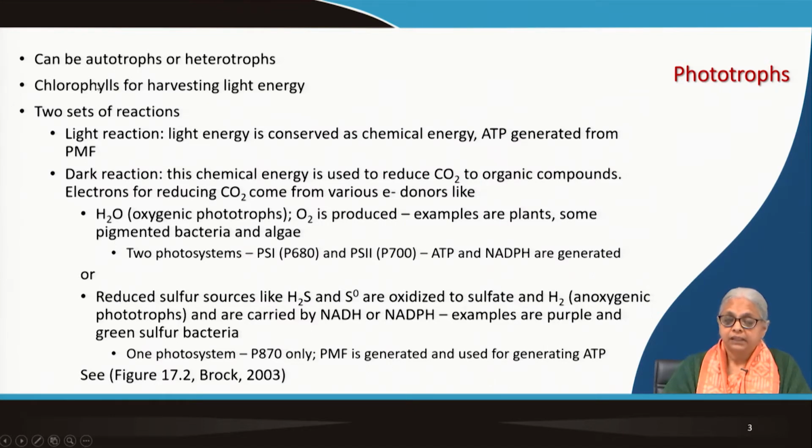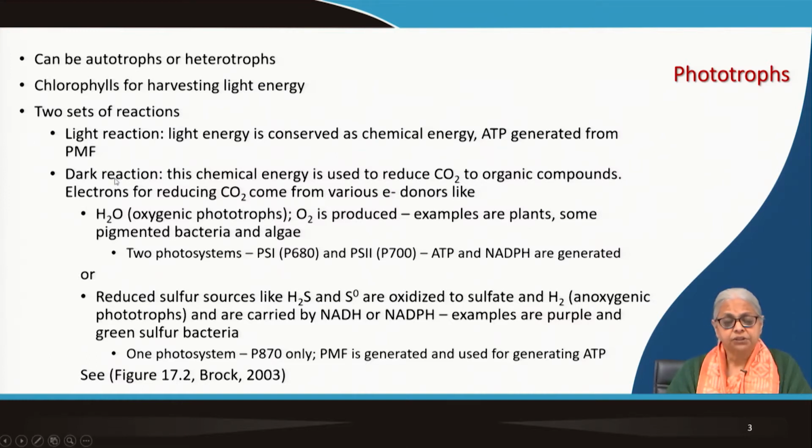They are all light harvesting species, and therefore they need chlorophyll for doing that, and that's something that you're already familiar with. Now there are 2 sets of reactions. Like I mentioned, there are light reactions and dark reactions. The light reaction is basically utilizing the light energy, converting it to chemical energy, and ATP is generated from the proton motive force, and we will go into a little detail about this as we go along.